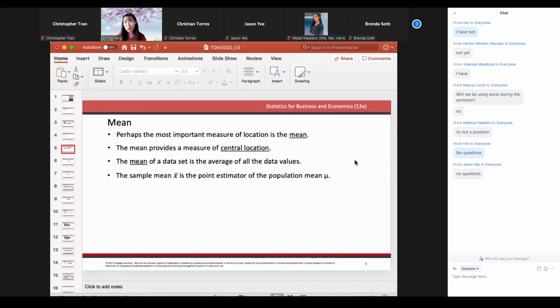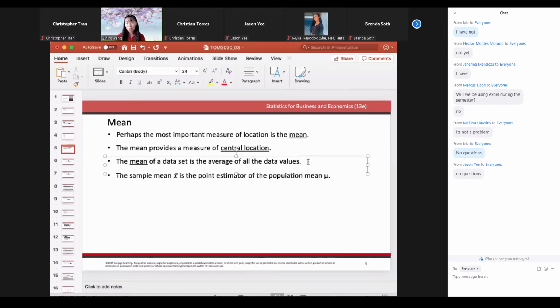So the one that you are most familiar with is the mean. The mean provides a measure of central location. It is the average. In plain English, we always say average. In statistics, we use the word the mean. They are referring to exactly the same thing, not a single point of difference. So it is the average of all data values.